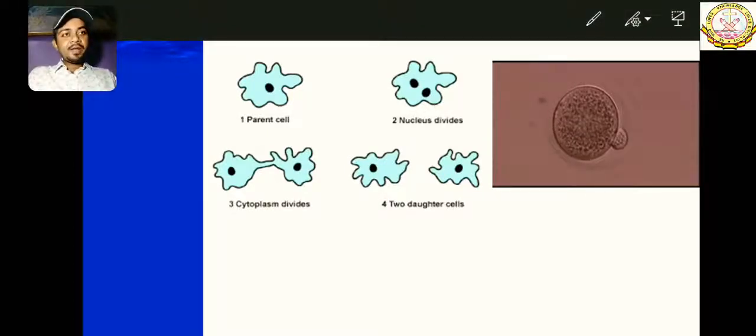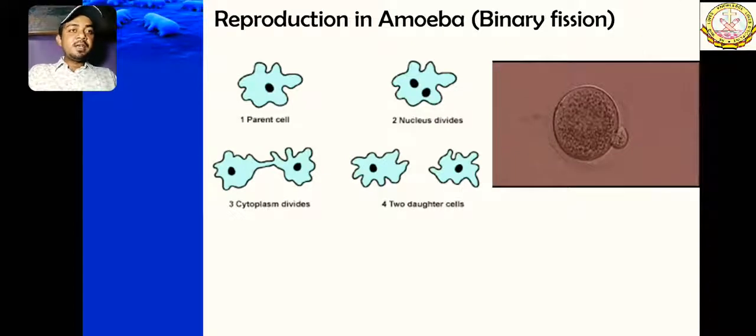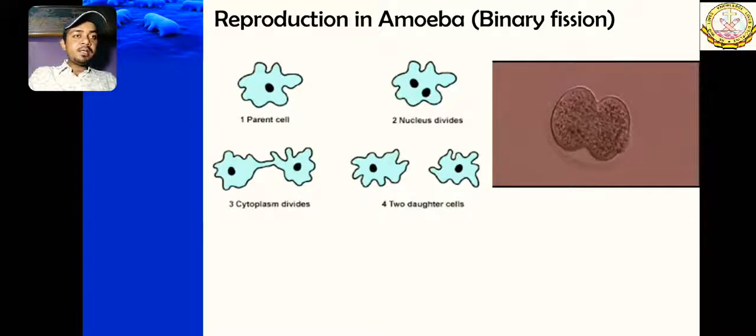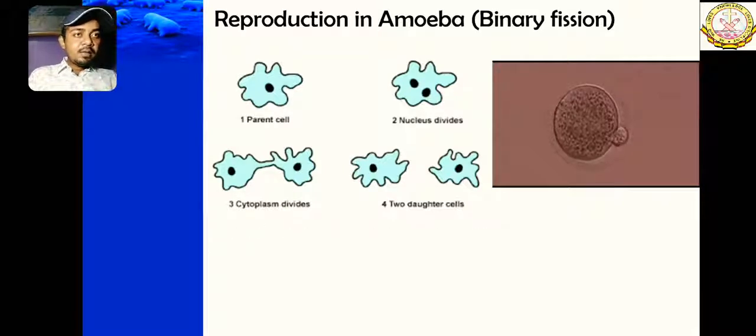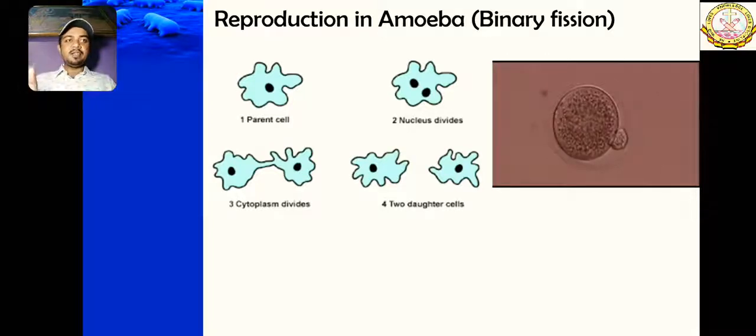So my dear students, this image is really exciting. As you can see, it divides into two equal parts. Two nuclei are formed, both the nuclei go to both sides, and then the whole cell divides into two daughter cells. Isn't it interesting? As you can see, it is trying to divide, and with two distinct nuclei, it gets divided and forms two daughter cells.